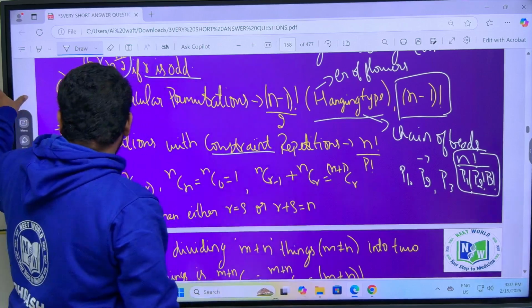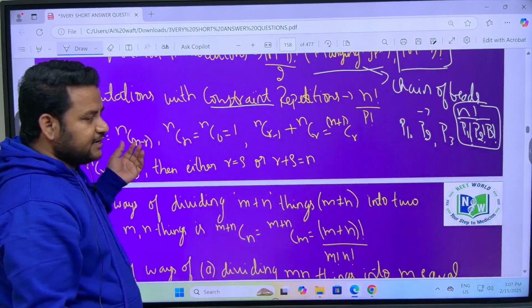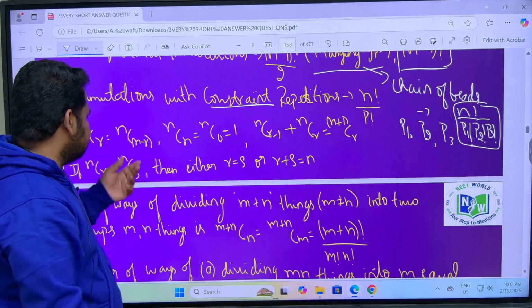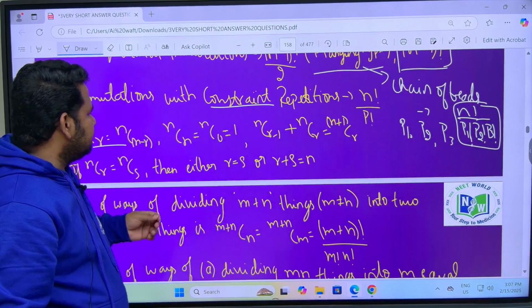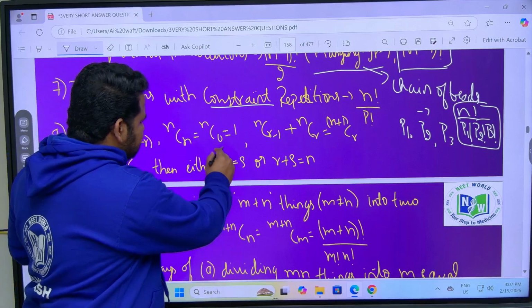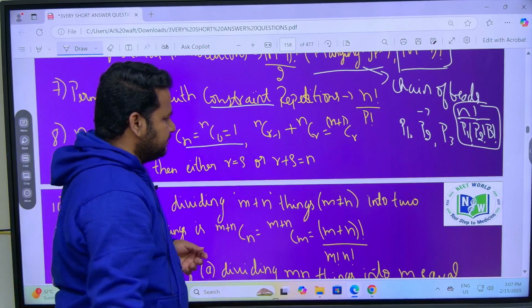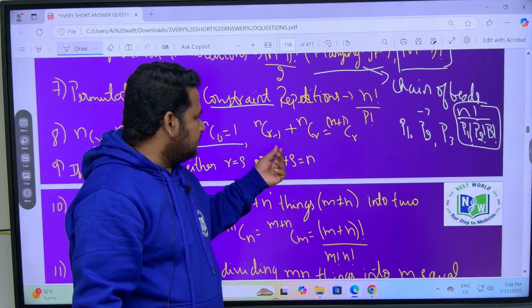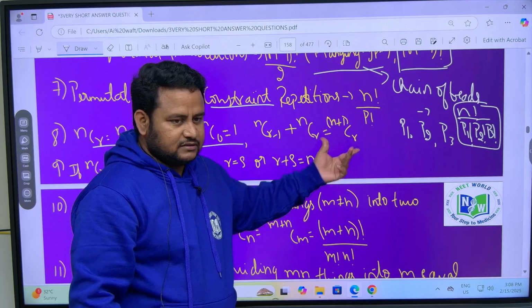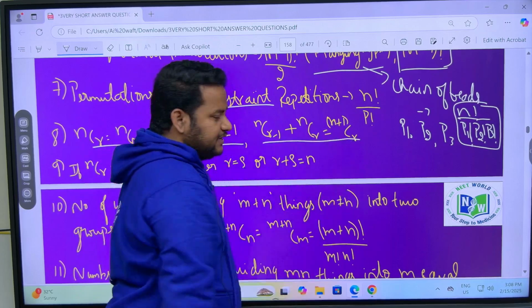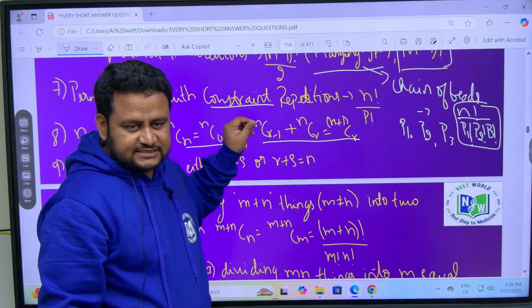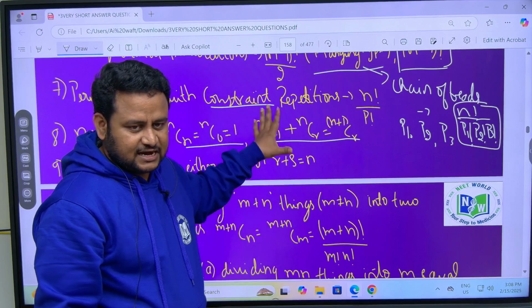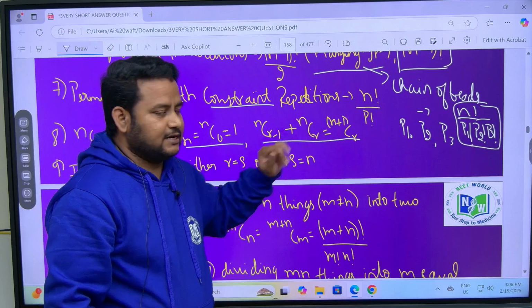Next thing, nCr can also be written as nC(n minus r). You will see this when you solve the question. nCn is 1 and nC0 is 1; you must be remembering this. Also, nC(r minus 1) plus nCr is equal to (n plus 1)Cr. We will be using this when we solve the questions. Very important result: nC(r minus 1) plus nCr is equal to (n plus 1)Cr.